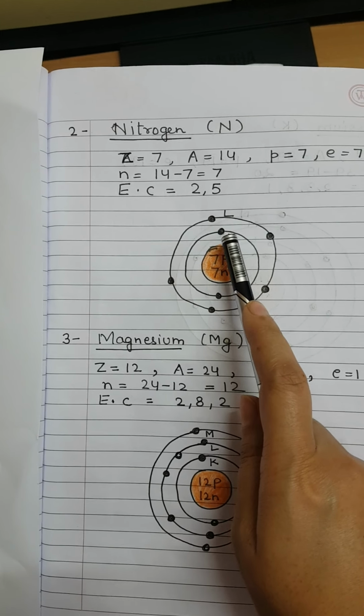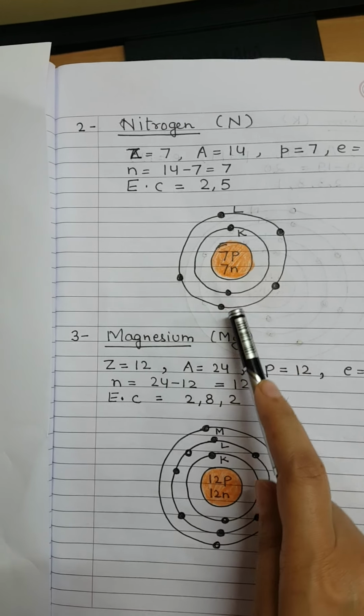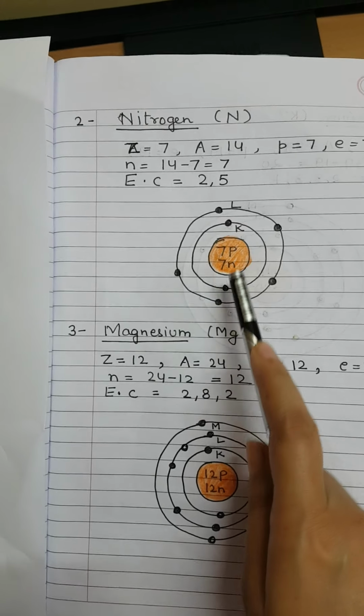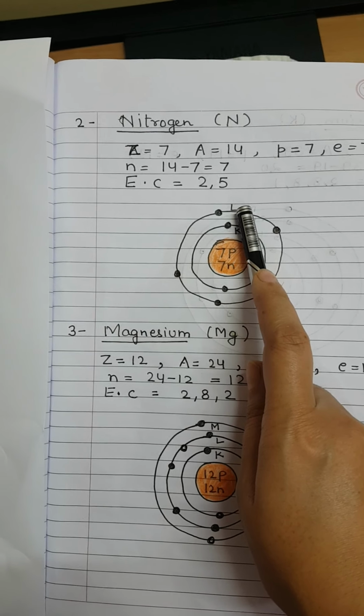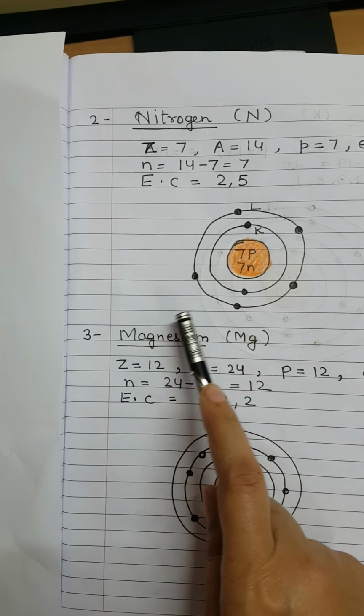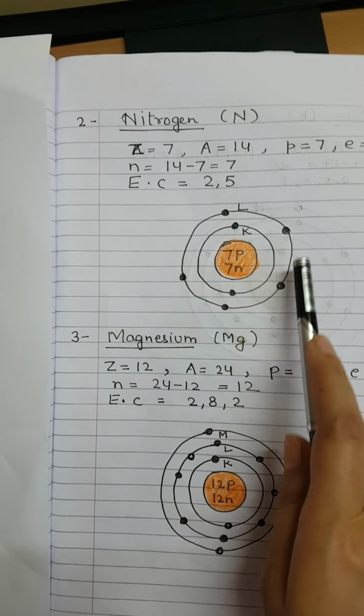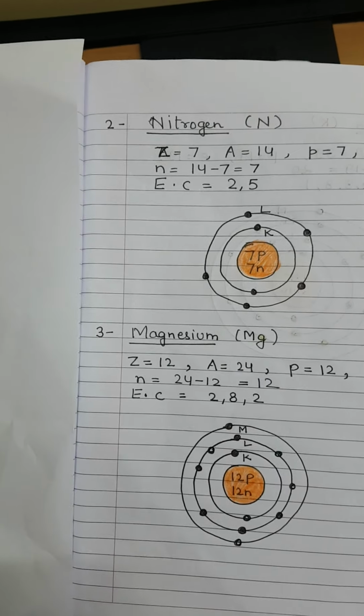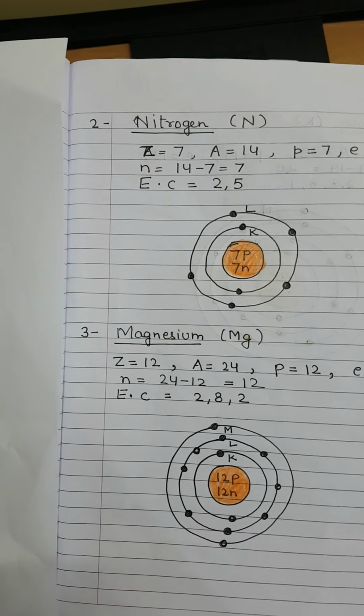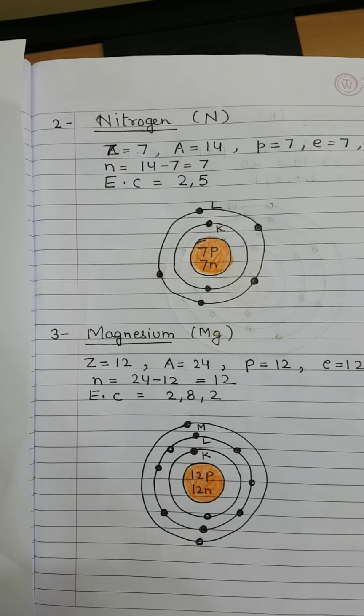Now in between the nucleus is present, 7 protons and 7 neutrons, and 2 orbits are present, K and L. In the K shell 2 electrons, and in the L shell you have to draw 5 electrons, 1, 2, 3, 4 and 5. So total electrons 7, 2 in the K shell and 5 in the L shell.